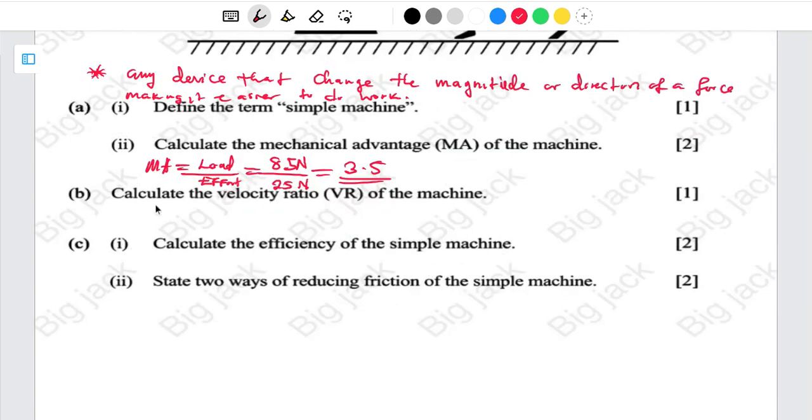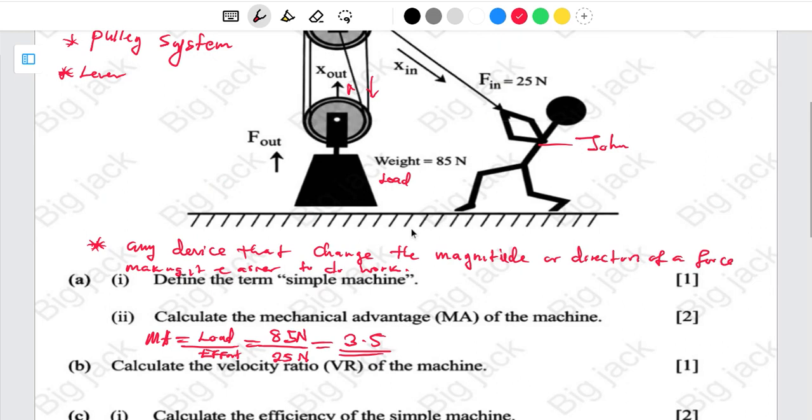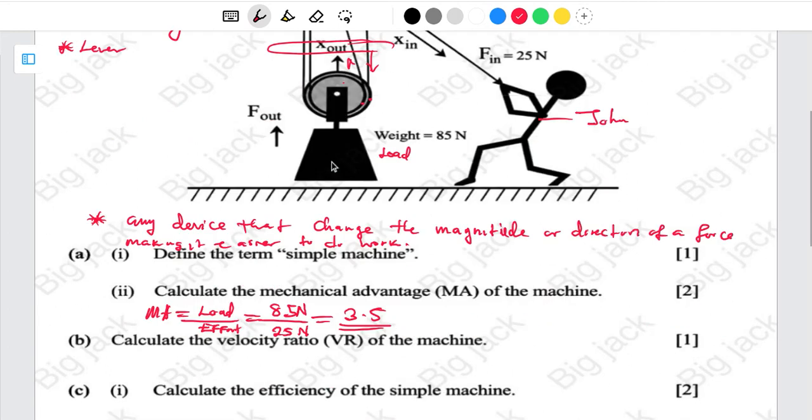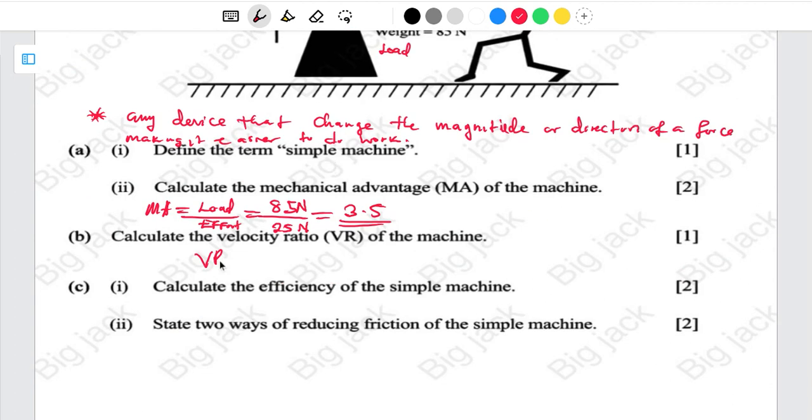Then question B is asking us to calculate the velocity ratio, which is VR, of the system. To calculate the velocity ratio, you need to count the number of wheels, or you count the number of loops. When you come at this point here at the center, if we count the number of loops, there are 4. If you make a mistake by counting to say this is 1 and this is 2, no. This link here is 1, this link here is the second one, this link here the third one, and this link here the fourth one. So the number of loops or wheels is equal to 4. So velocity ratio is equal to 4.